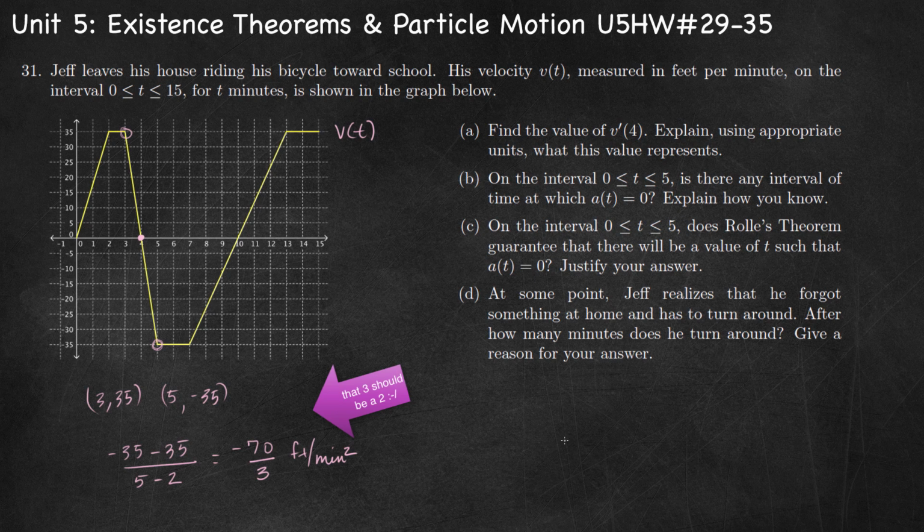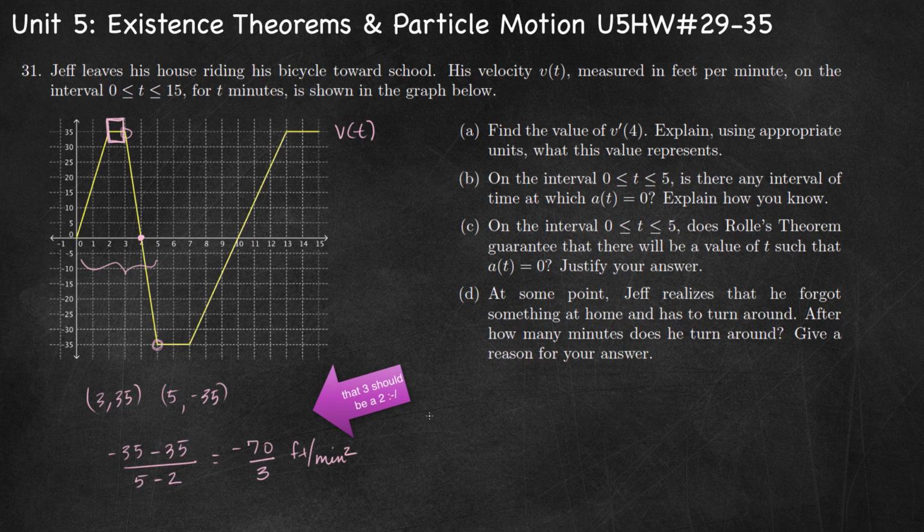I mean, it's not really asking us, is it guaranteed in this question? It's just asking us, is there anywhere the acceleration is 0? So on the interval from 0 to 5, we're only looking at this part of the graph right here. Is there any point in time on that interval where the acceleration is 0? So the derivative of velocity is 0. Yes, right here, the derivative of the velocity is 0. So between times 2 and 3.